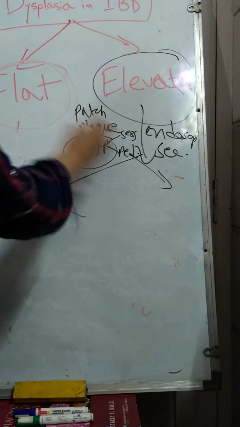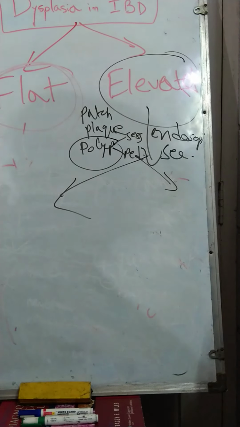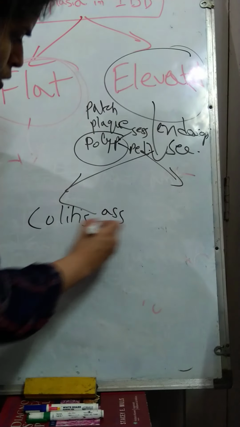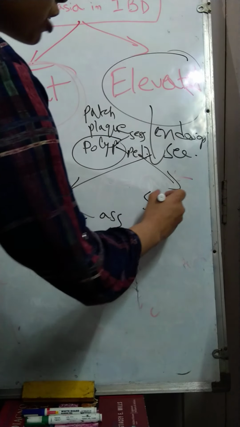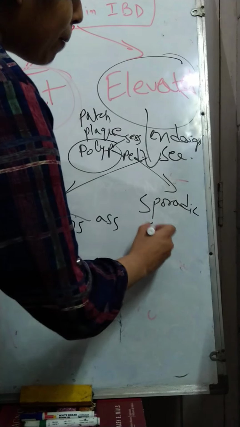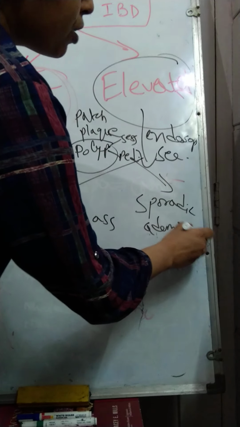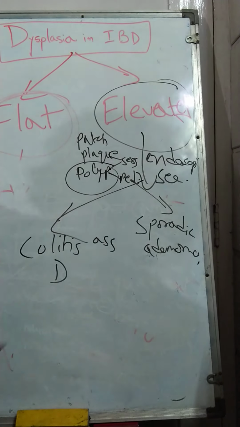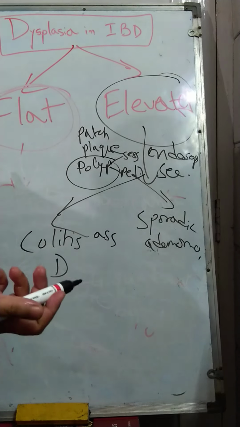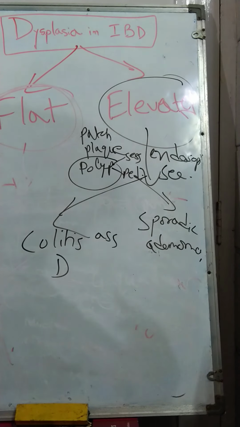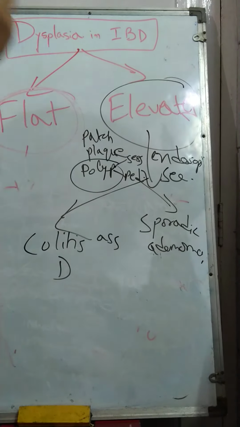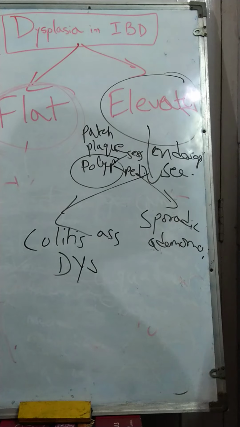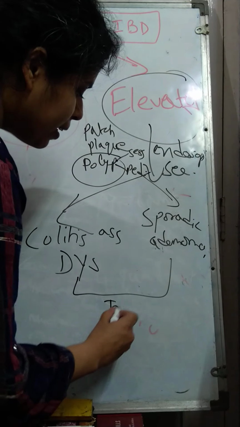So if it presents like a polyp, the problem is, is this polyp a colitis associated dysplasia, or is this polyp just a sporadic adenoma that happens to occur in an IBD patient? It can be simple coincidence. The patient has IBD, but he or she just developed a sporadic adenoma, a mere coincidence. That's also a possibility. So why do we need to distinguish whether the elevated dysplastic lesion that we are seeing is a colitis associated dysplasia or simply a sporadic adenoma? Because there are treatment implications.